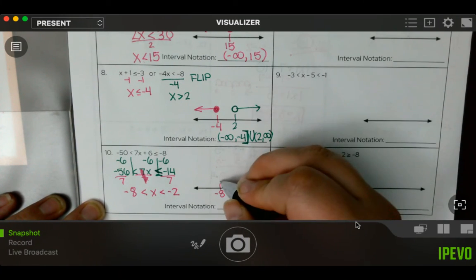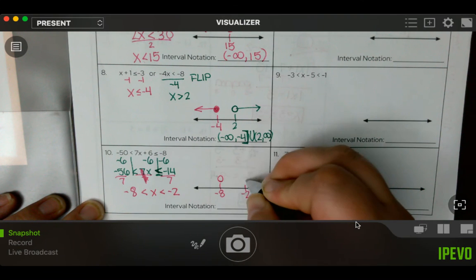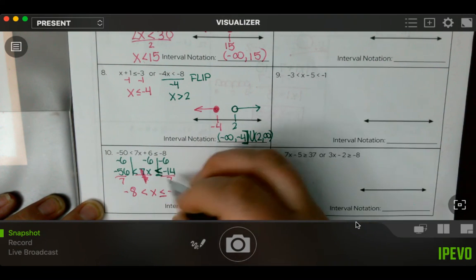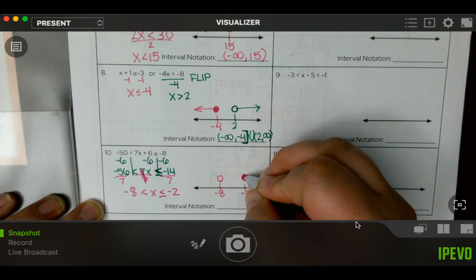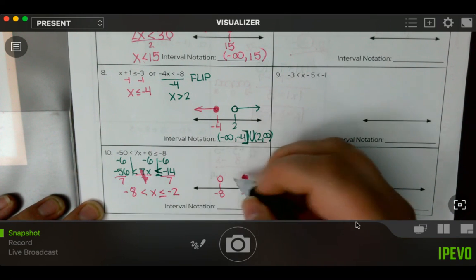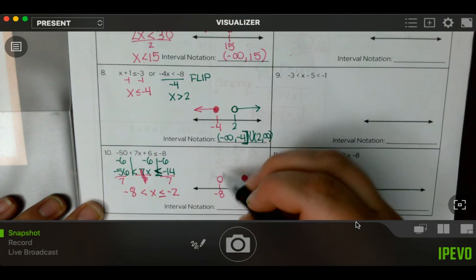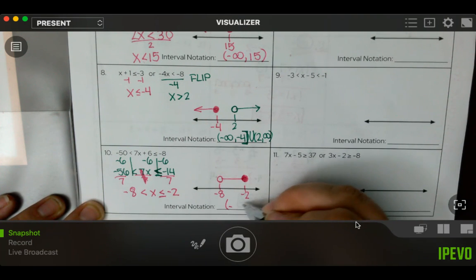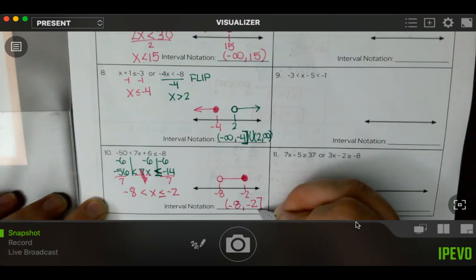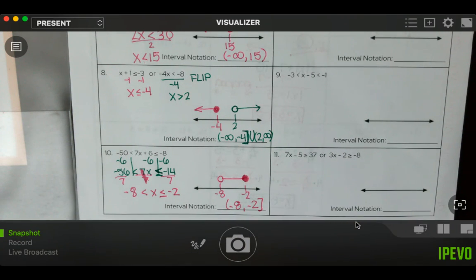That means we put our two circles on here. And I'm sorry, I forgot to write it. This one has a little line underneath, so the -2 gets closed. And whenever it's in between like this, you shade in between like that. So our interval notation goes from -8 to -2 with a bracket because it's a closed circle.